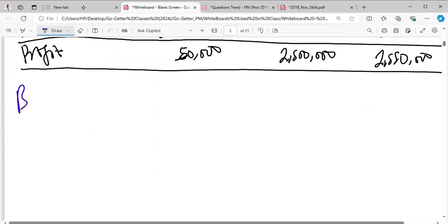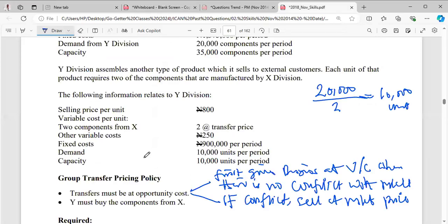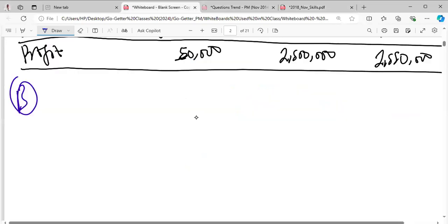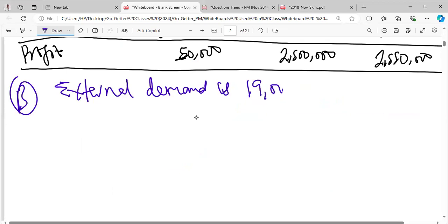So B, what's the B part of the question asking? Calculate the profit for each division if external demand is 19,000 components. So say external demand is 19,000 components.